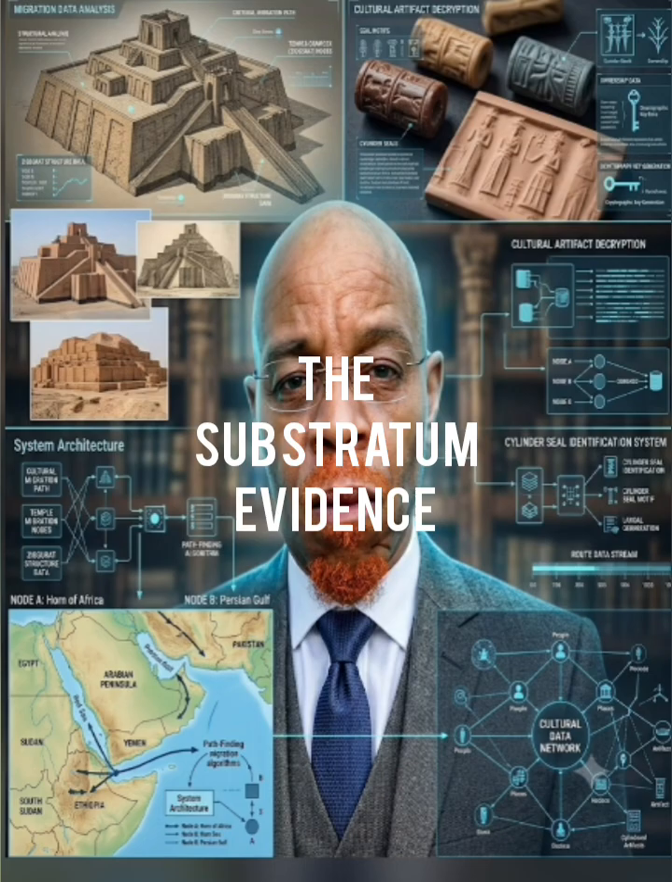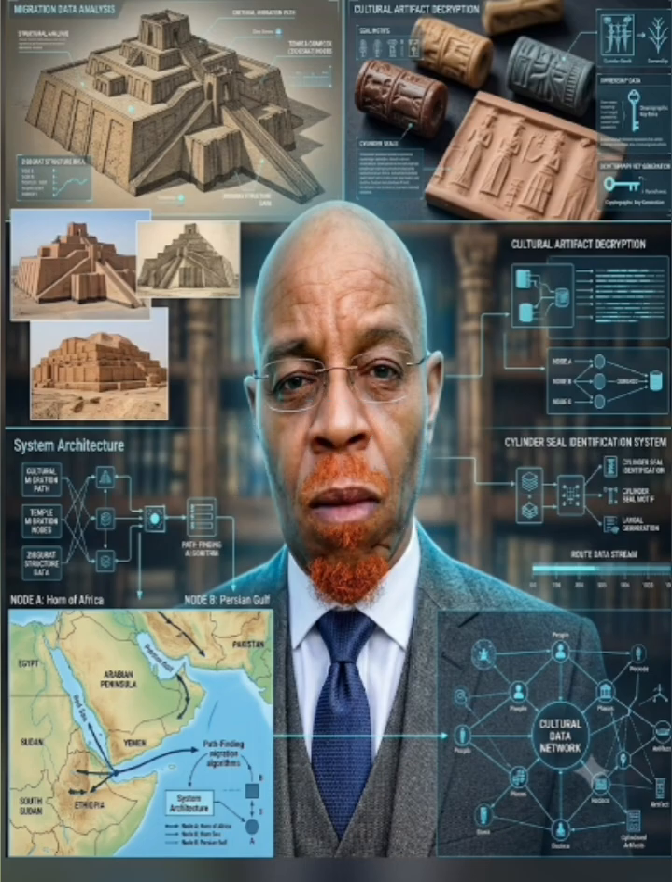We've established that the Sumerian foundation is a substratum, a deep, non-Semitic layer that predates the Akkadians. But what does that look like in the real world? How do we audit a ghost civilization? We look for the architectural signature. Forensic lexical auditing isn't about just words. It's about the underlying logic of the culture.